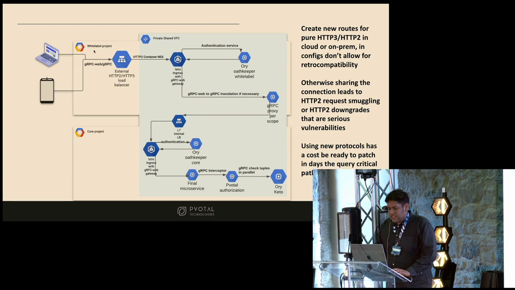So as you can see here, there's a white label project. It can be one or more Kubernetes projects, but mostly it's the front end, and also the customization of the endpoints. It gets into a Kubernetes cluster with an Istio ingress gateway. It goes to an authentication service, here represented by Ory Keeper for the white label. And then it talks in gRPC web through a translation layer of Istio ingress to a proxy. And through that proxy, it goes to an internal gateway, and from the internal gateway to a core.